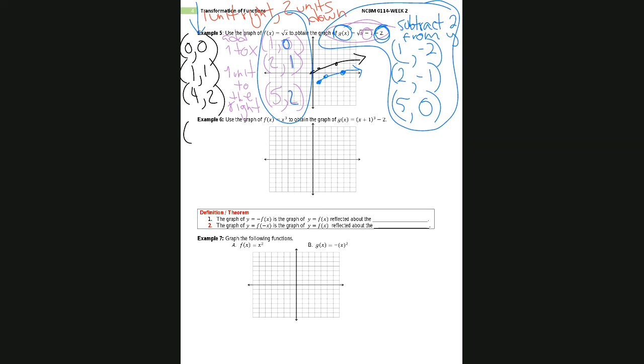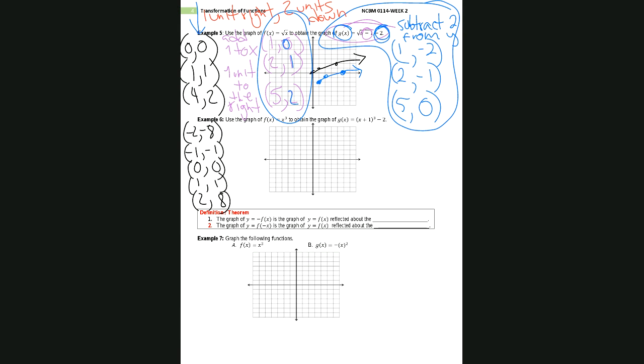-2 comma -8. And that is if we raise -2 to the third power, or -2 times -2 times -2. It will give us -8. Let's use -1 comma -1. Let's use 0 comma 0. And let's use 1 comma 1 and 2 comma 8. These values come from raising the number to the third power, or multiplying it by itself 3 times.